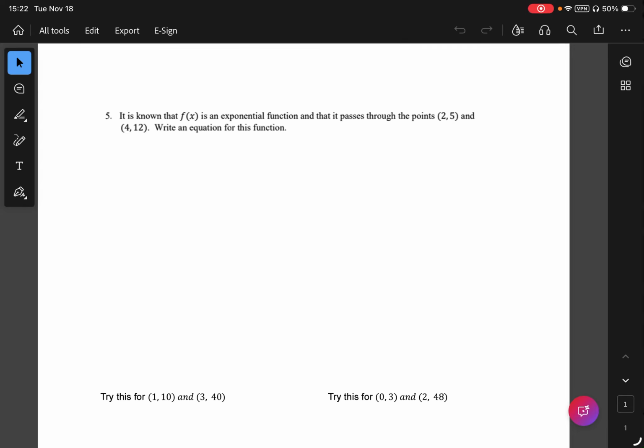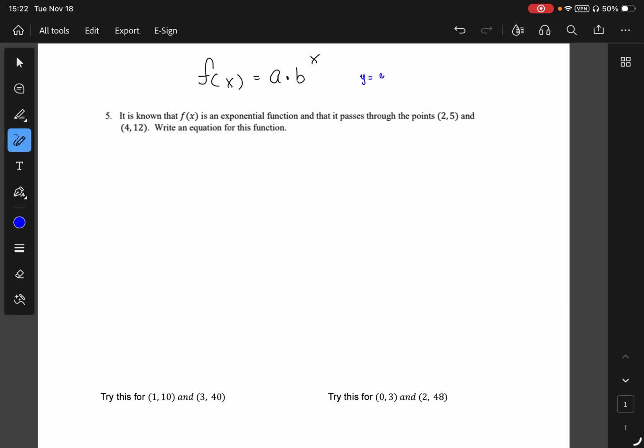All right, so today we are reviewing 2.2, specifically question 5. We are reviewing how to make an exponential function after it passes through two specific points. So remember, our exponential functions will always be in the format of f of x is equal to a times b to the x. Sometimes you'll see it as y equals a times b to the x, but what we're really focusing on is this: f of x is equal to a times b to the x.